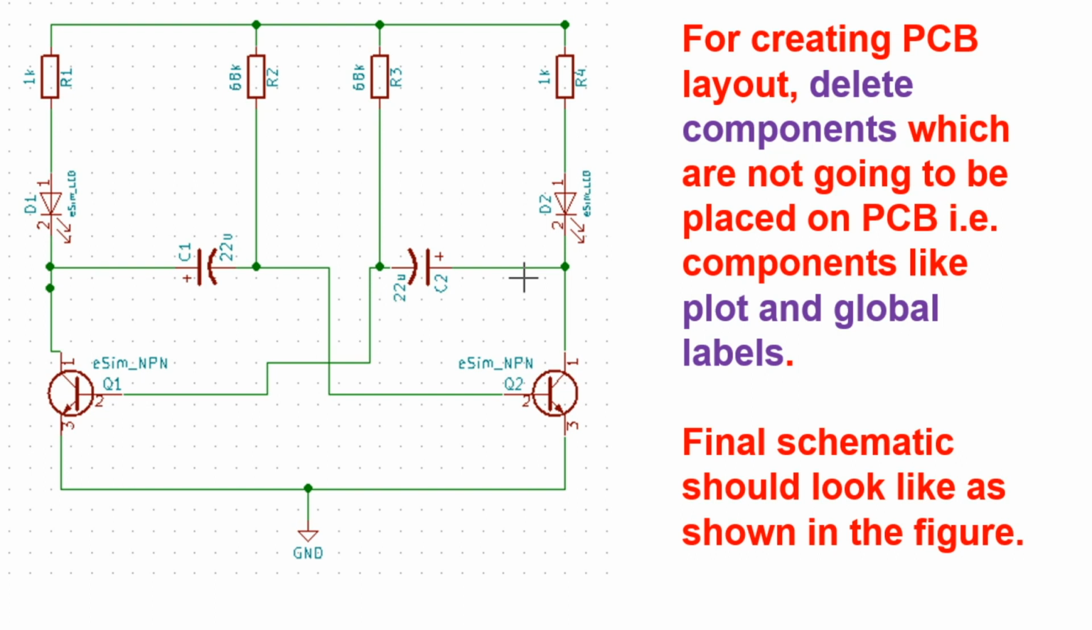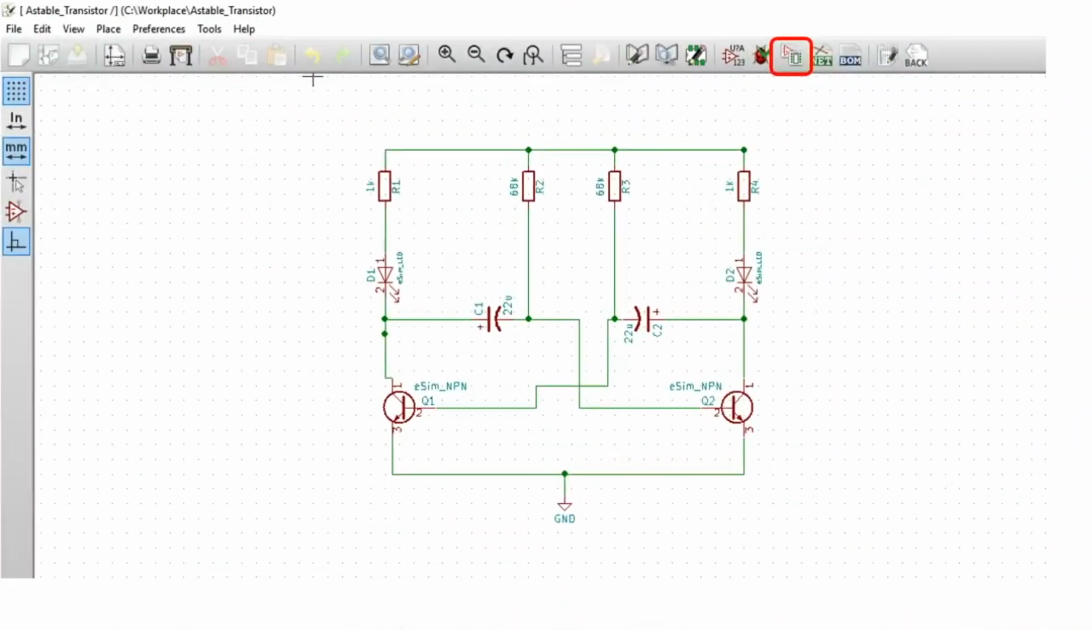Now you are going to make a PCB layout. For that, plot is not essential. So you can remove the plot and you can remove the global labels. Labels are also just for user understanding. So you can remove the plot and the global labels in the circuit. Your final circuit schematic will look like this, as shown in the figure, after removing your plot and the global labels. So this is the circuit in the schematic window.